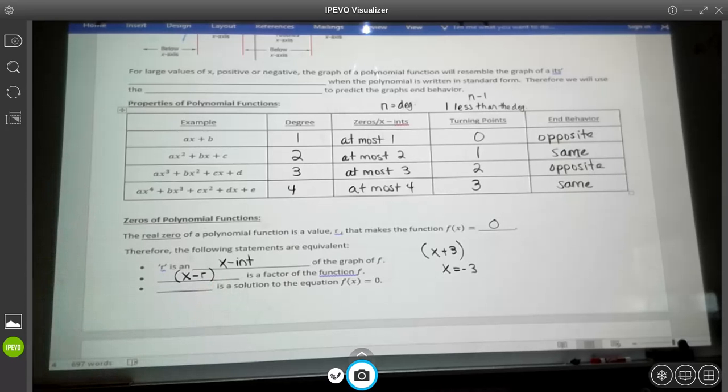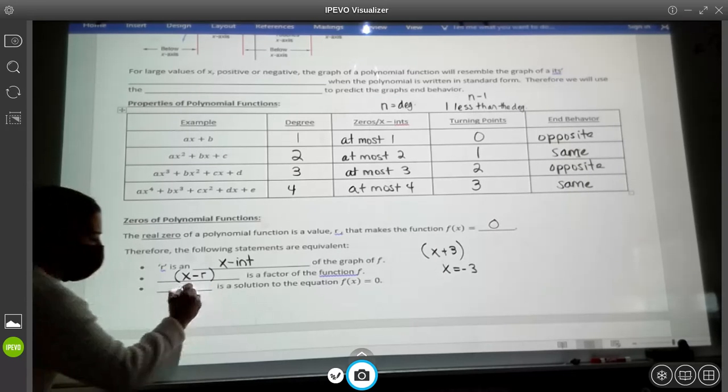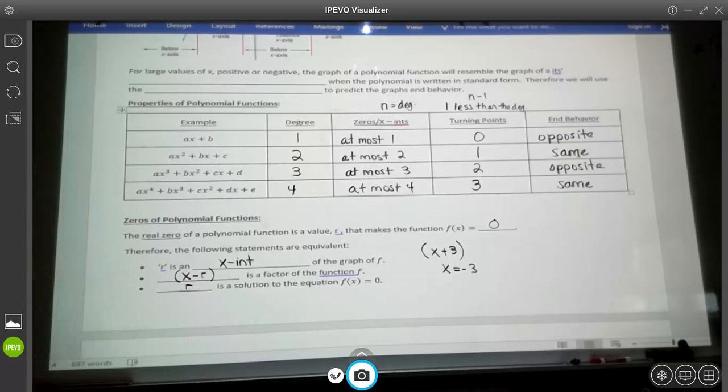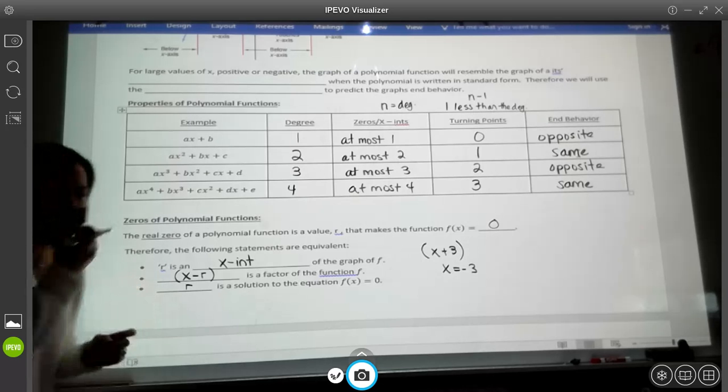And then we also know that r is a solution to the equation f of x equals 0. I know that r is a number that will make this equation equal 0. I think that's a homework question, all right?